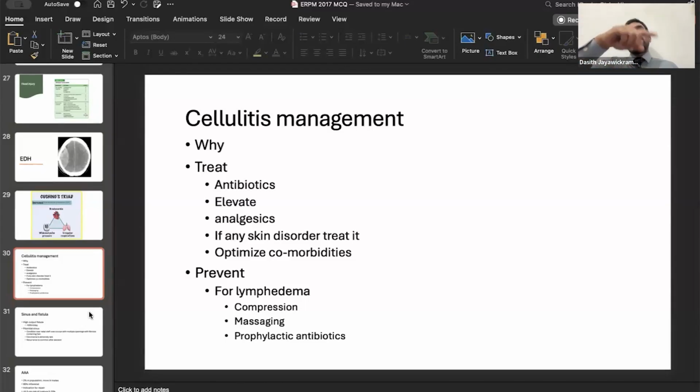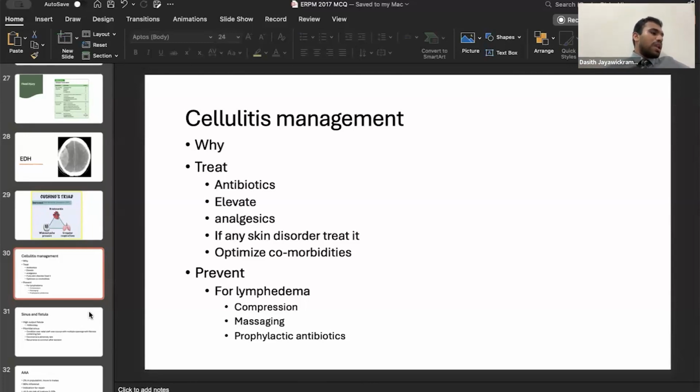So this is a vicious cycle. Lymphedema causes cellulitis. Cellulitis causes again lymphedema. More lymphedema will cause more cellulitis, and more cellulitis will cause more lymphedema. It will just spiral and go further. So we must break the cycle, and in order to break the cycle, we should prevent the lymphedema. How to prevent the lymphedema? We apply compression stockings, lymphatic massage, prophylactic antibiotics, and elevate the limb. Those are the prophylactic measures to prevent lymphedema. So if we answer these three questions, then we can manage cellulitis. Okay, let's go into the question.